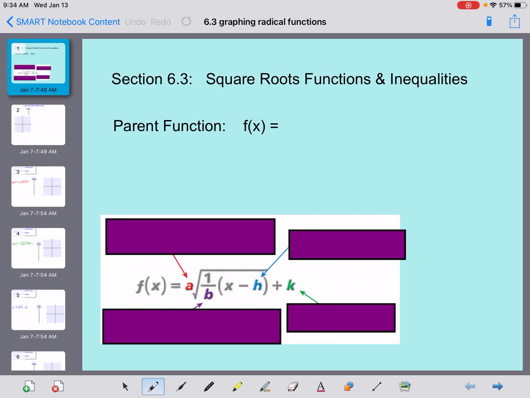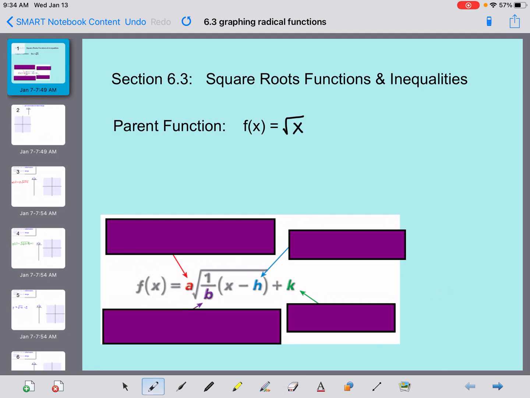All right, so this is section 6.3. We're talking about square root functions and square root inequalities. So the parent function for a square root function is f of x equals the square root of x. This is what the parent function looks like.